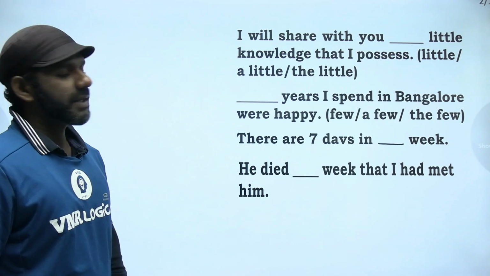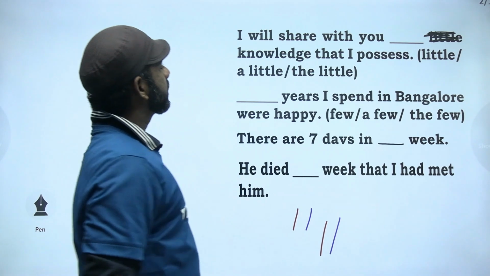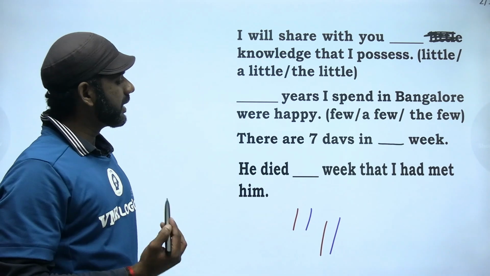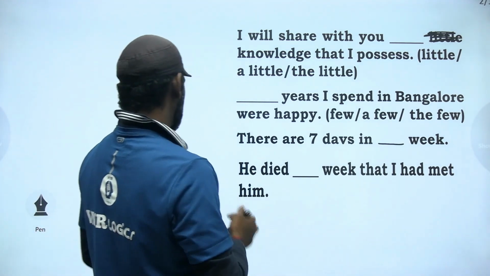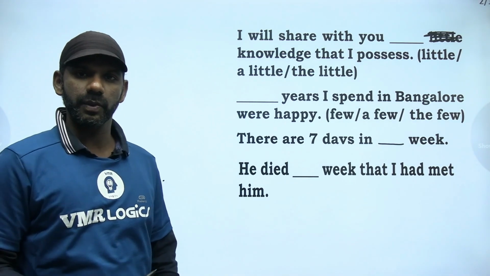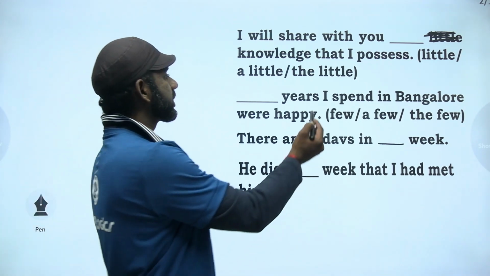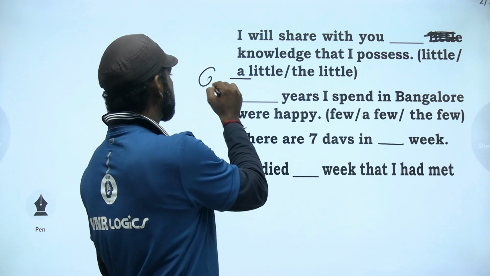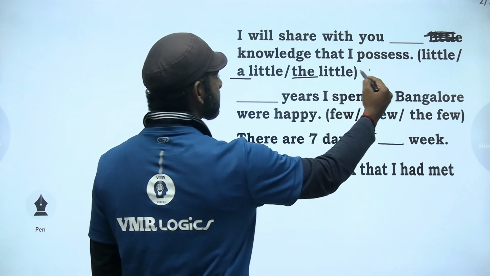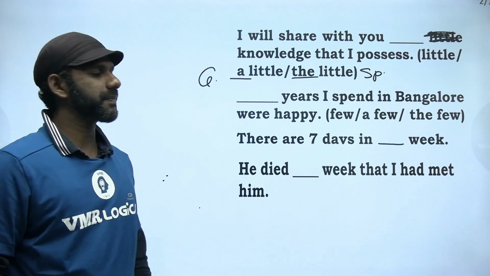Now, come to this one. I'll share with you dash knowledge that I possess. The options are little, a little, the little. As you know, little, a little and the little are used with uncountable nouns. Little means nothing, a little means some, the little is specific. A little is general because a is an indefinite article taken as general. The little is specific because the is a definite article taken as specific.